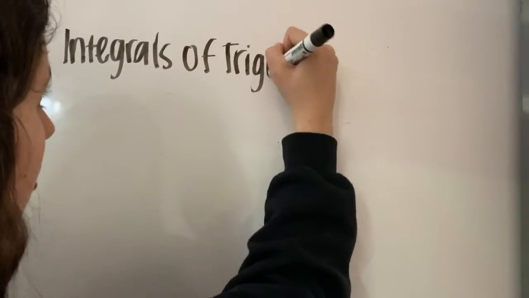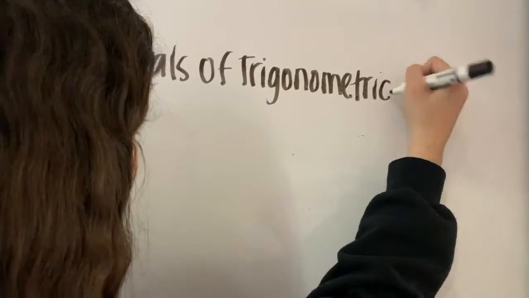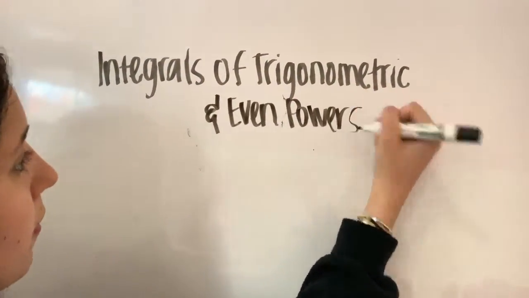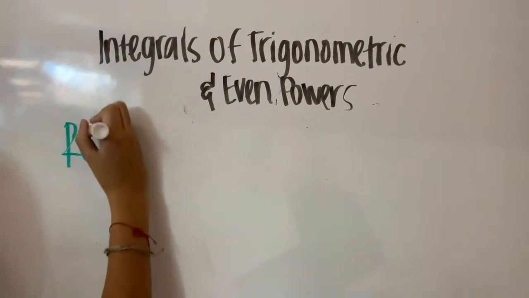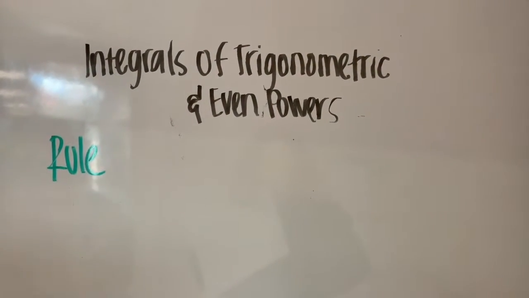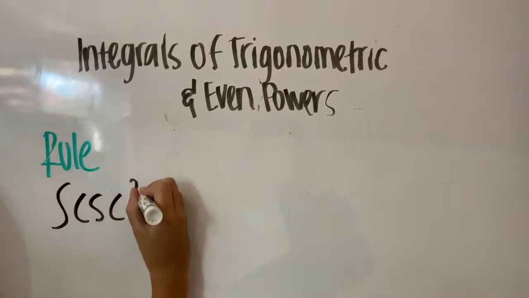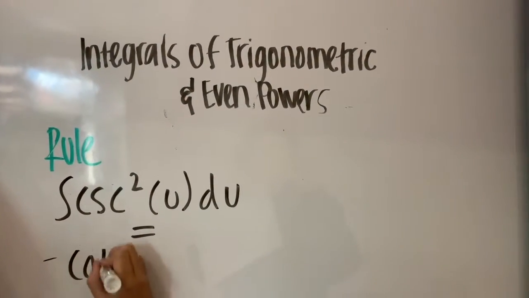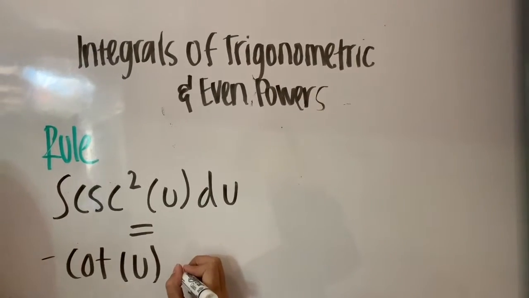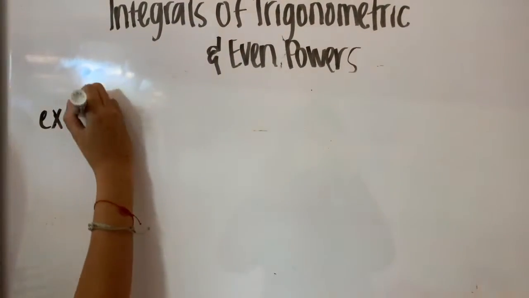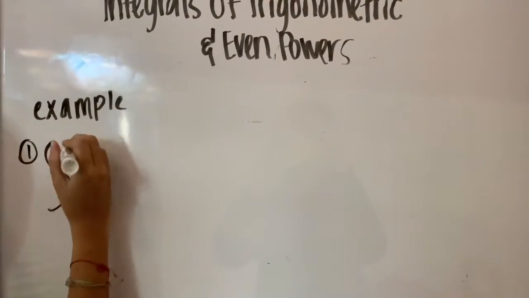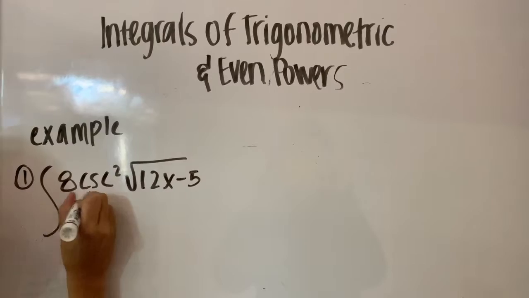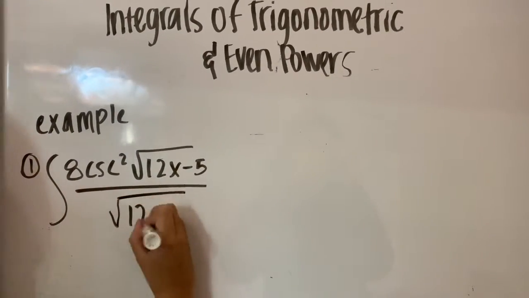Today we're going to explain the topic of integrals of trigonometric and even powers. First, the rule for this topic is the integral of cosecant squared u du is equal to negative cotangent u plus c. So the first example is the integral of 8 cosecant squared of the square root of 12x minus 5, divided by the square root of 12x minus 5, dx.